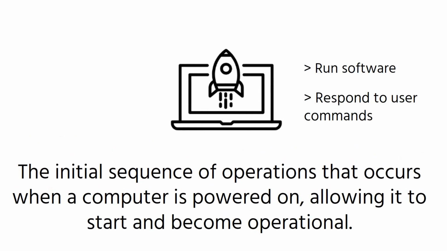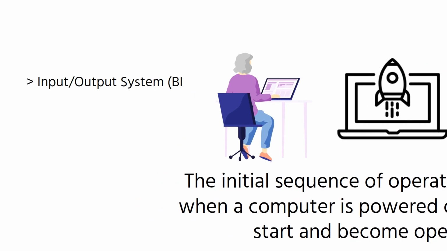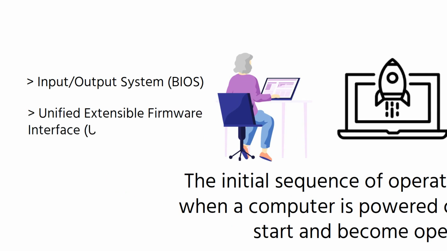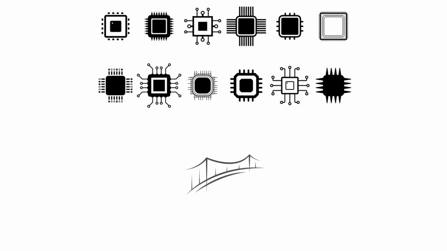When the power button is pressed, the computer's hardware activates, and the Basic Input-Output System (BIOS), or Unified Extensible Firmware Interface (UEFI), is engaged. This low-level program is stored in a chip on the motherboard and acts as a bridge between the computer's hardware and its operating system.